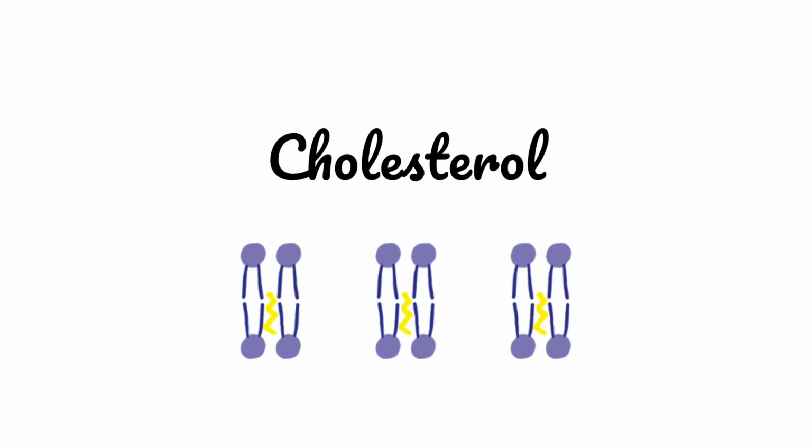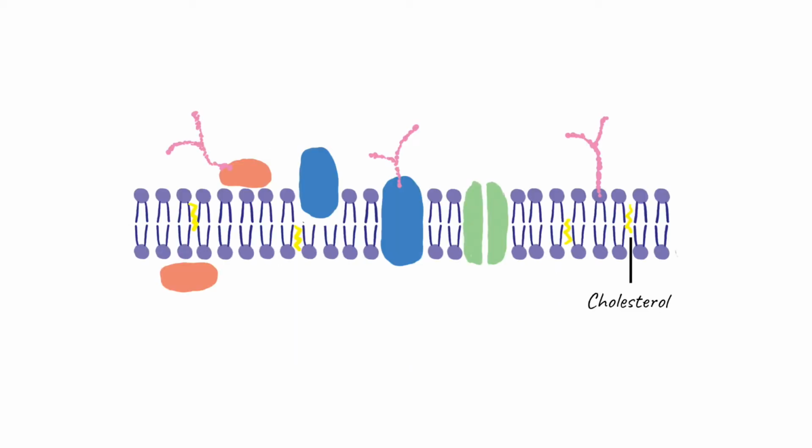The last part of the plasma membrane is cholesterol. It is a type of lipid embedded in the membrane which helps regulate the fluidity of the membrane. Membrane fluidity is very important as it makes endocytosis and exocytosis possible.